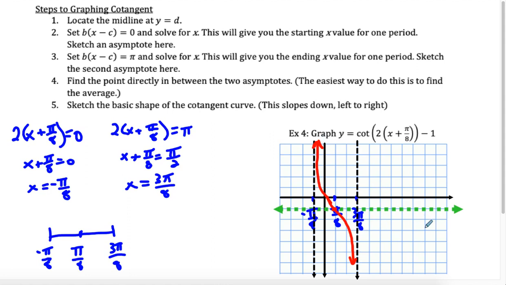And again, remember, this would just repeat itself. So if you were ever asked to graph 2 periods of one of these functions, we would just do the same thing. We would say 3 pi over 8 is my starting point. I'm going to go a distance of, in this case, my period is pi over 2, and then find the point right in between. Okay?